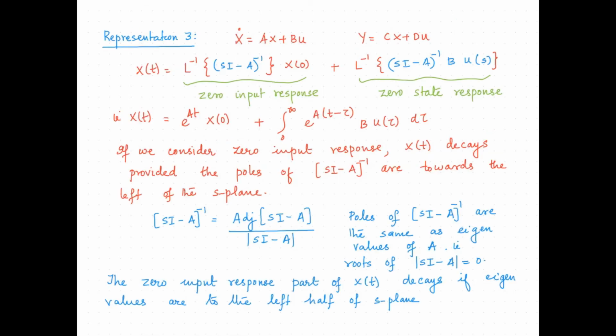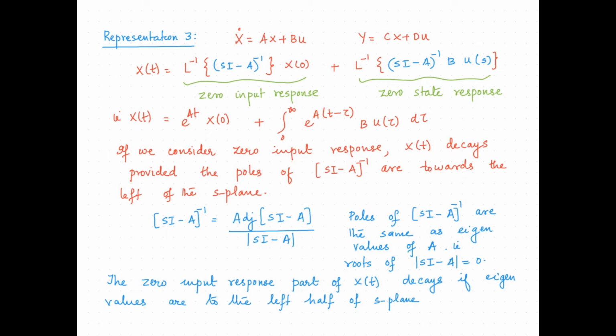Now we take the third representation, that is x dot equal to Ax plus Bu, y equal to Cx plus Du. x of t, which is the response or the solution of the state equation, has two components. One is zero input response and the other is zero state response.